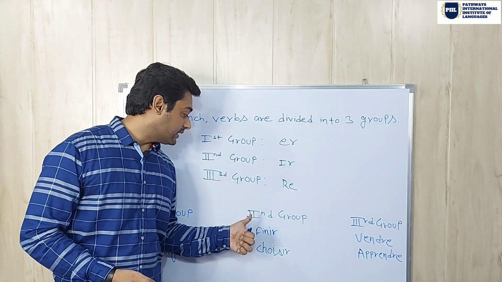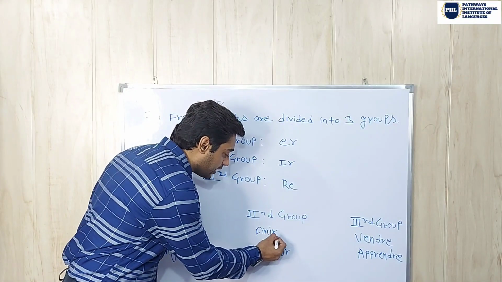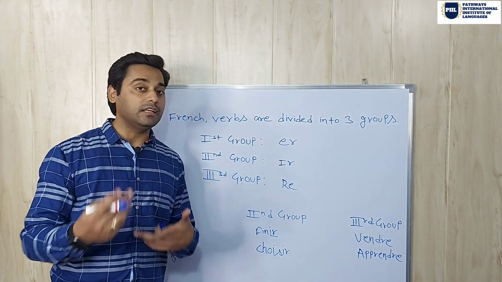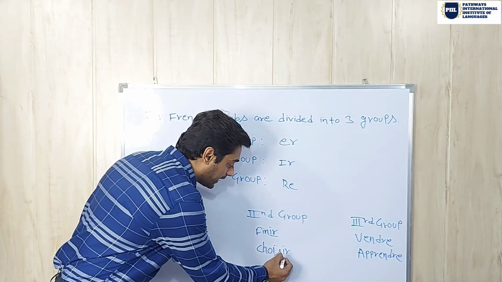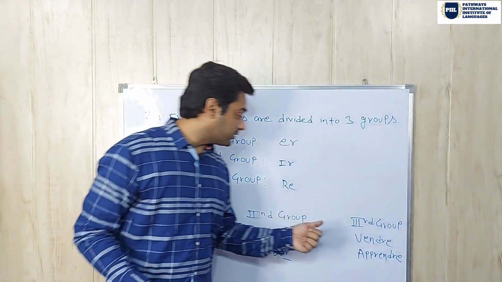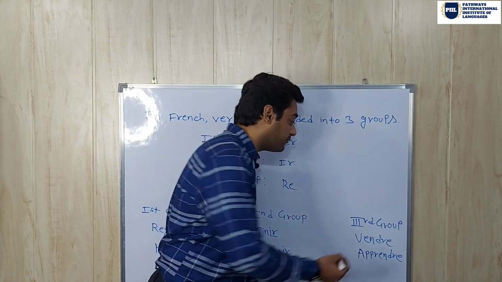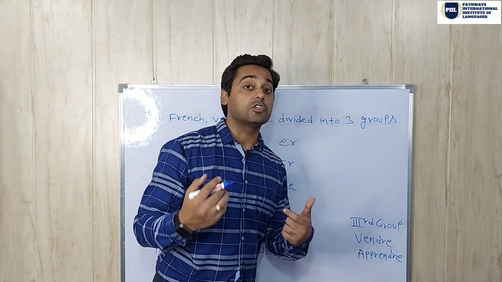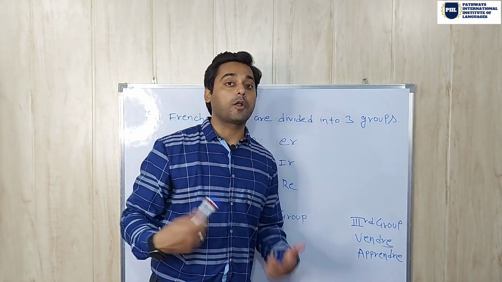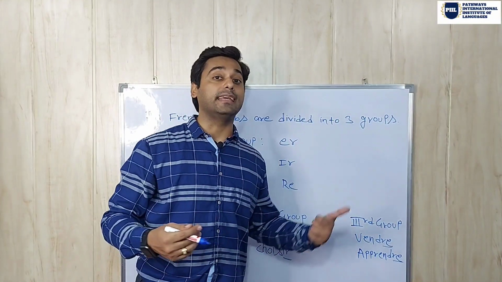Now let's move ahead with the verb finir. Finir means to finish. See, this verb ends with IR. And this one, choisir. Choisir means to choose. This verb also ends with IR. So that's why we call them IR ending verbs. Now these verbs: the first is vendre. Vendre means to sell. This verb ends with RE. And this one, apprendre. Apprendre means to learn. This verb also ends with RE. That's why we call them RE ending verbs.